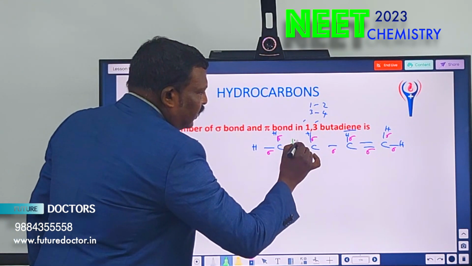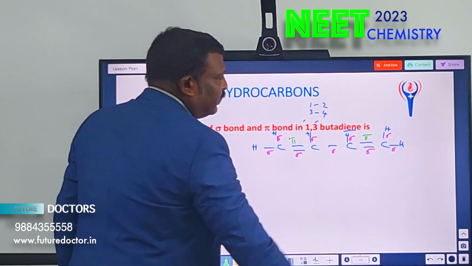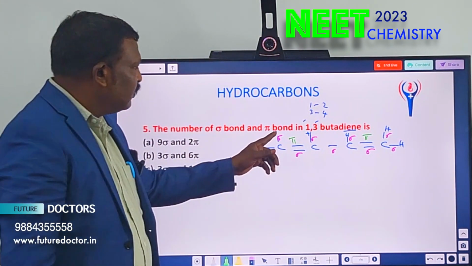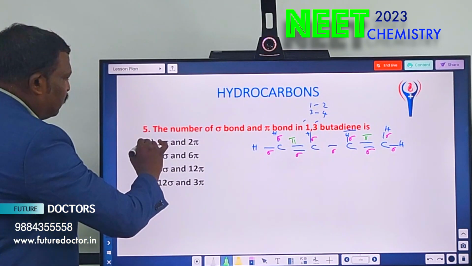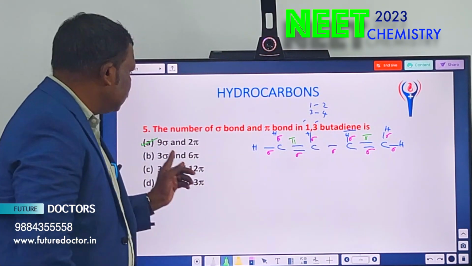Next bond will be pi bond. Understood? Next bond will be pi bond. Simple. So you just count how many sigma bonds? 1, 2, 3, 4, 5, 6, 7, 8, 9. So 9 sigma bonds, then 2 pi bonds. So this is the answer.